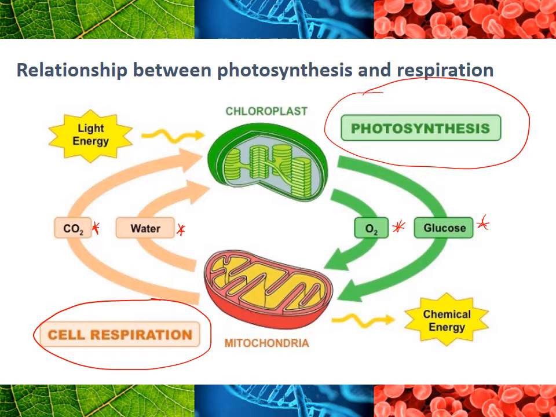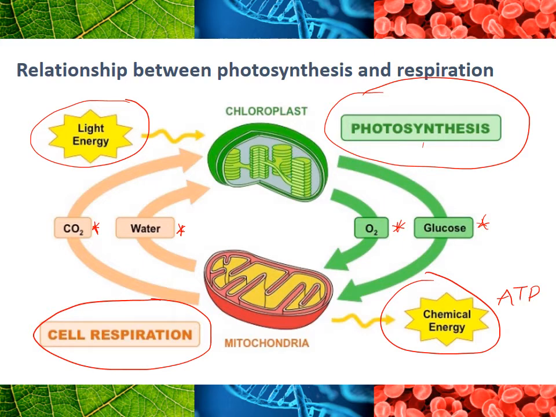The big difference really is the energy source. So remember, in photosynthesis, light energy from the sun is captured, whereas in respiration, energy is produced in the form of ATP. Okay, so that is a big difference. But the glucose coming into cellular respiration, the water and CO2 coming out is a fairly standard pattern.